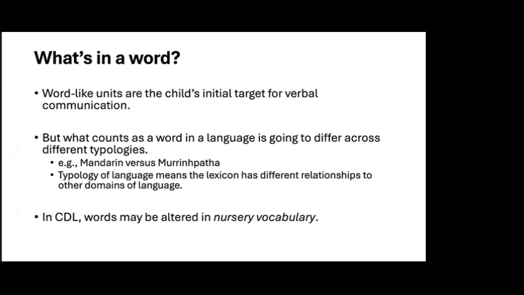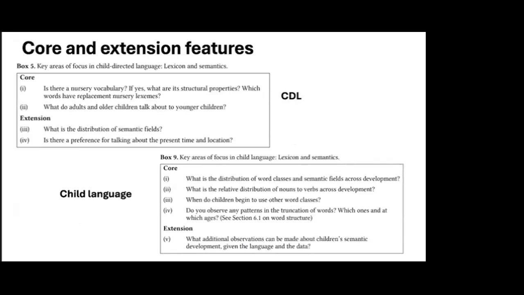So here are the various things that we've recommended people address when looking at lexicon and semantics in child-directed language. I've also included child language here, which we'll talk about in January, but I wanted to put both of these up because we've recommended that people write about different things in child-directed language and child language. But the one sketch that we have published on Inuktitut actually combined these, and it's probably not a bad idea to think about combining them anyway.